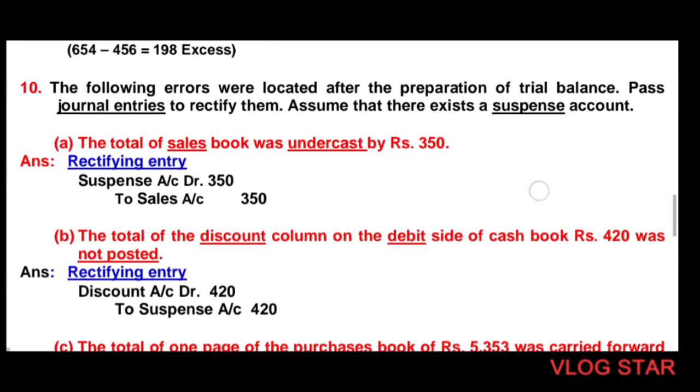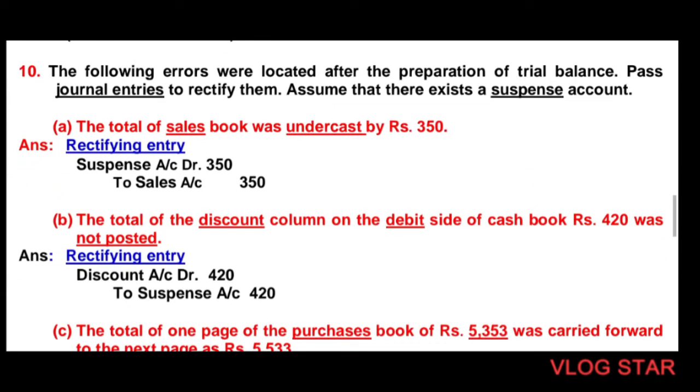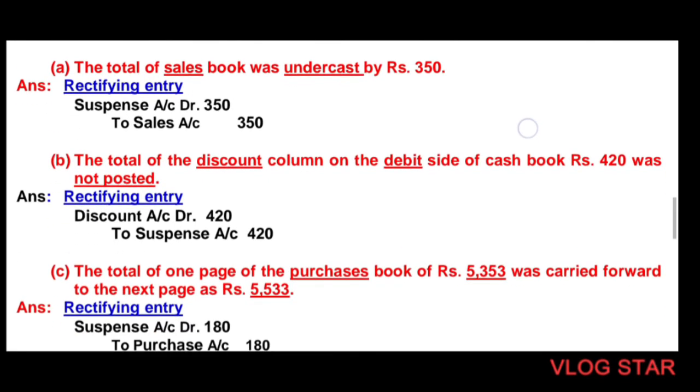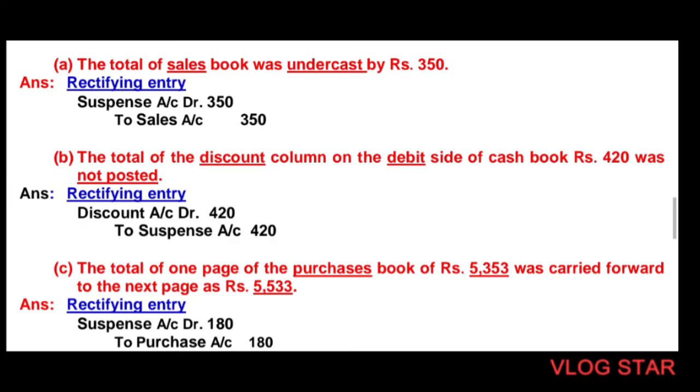Next, 10th question. In this, it is clearly mentioned you have to write the journal entry and you have to use the suspense account. So question number 1. The total of the sales book was undercast by ₹350. Undercast means original entry. Sales is a credit balance. So rectifying entry is simple. Suspense account debit to sales account, ₹350.